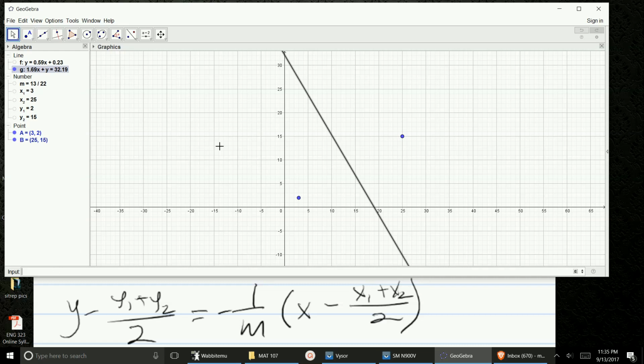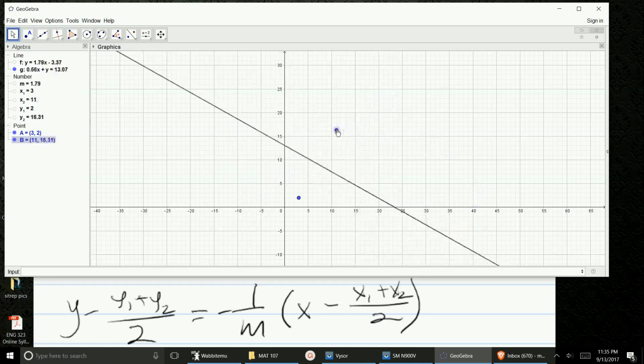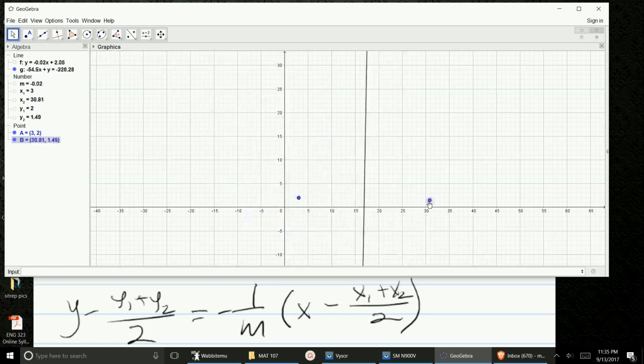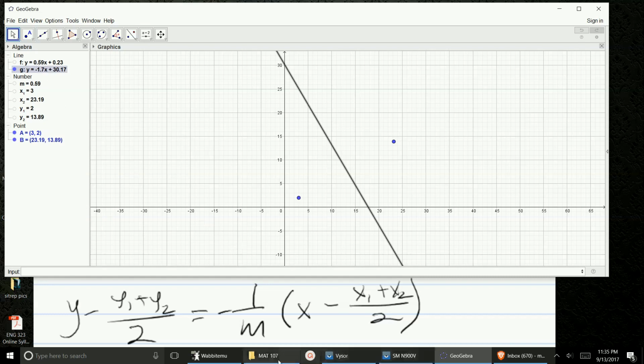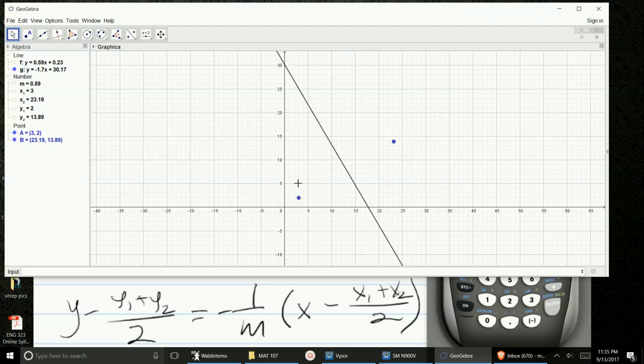Look at that. That's just fantastic. Now it'll respond dynamically as I do this. All those points are equidistant from these 2 points. That is just fabulous. And this line will indeed have the negative reciprocal of this. So right now the slope is 0.59, negative 1 over 0.59 should be negative 1.7. Okay. That is just a fabulous little result.